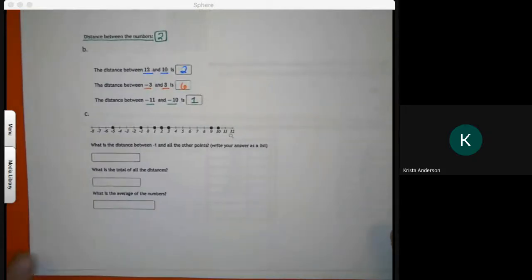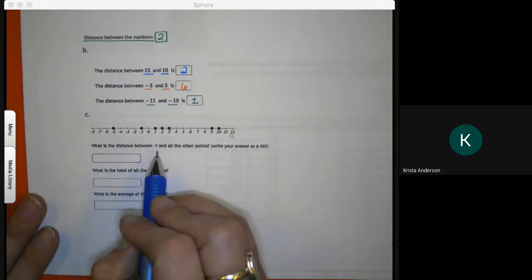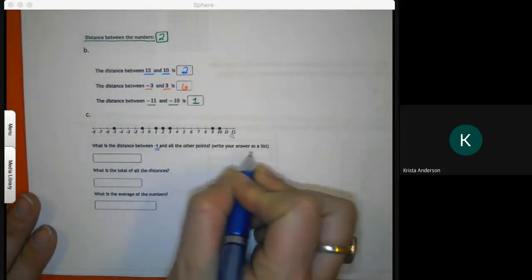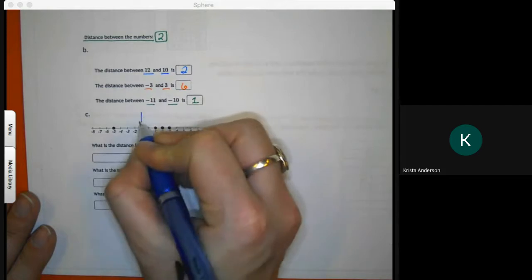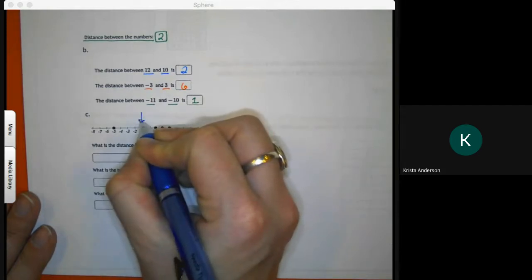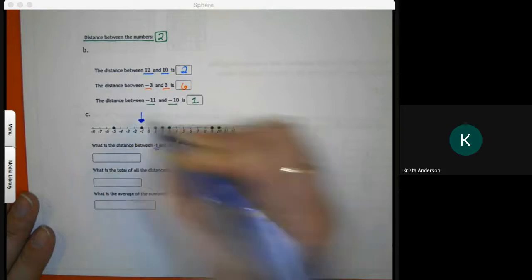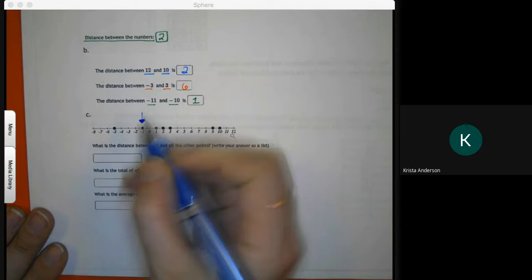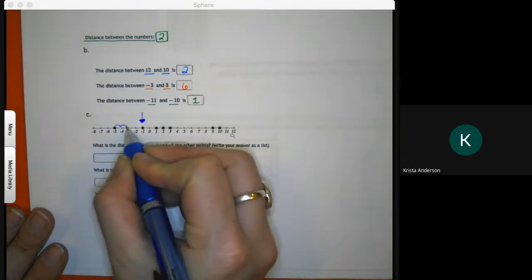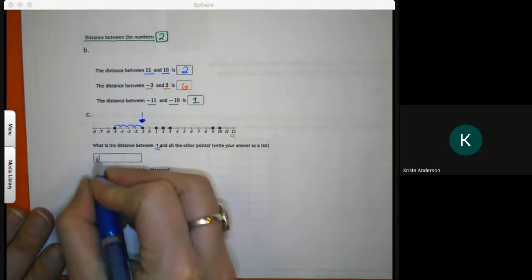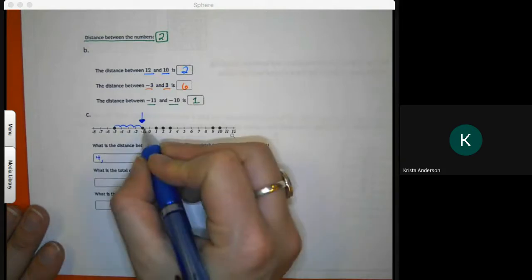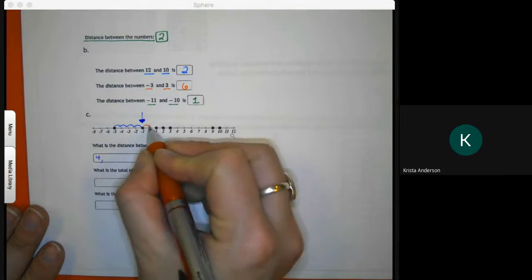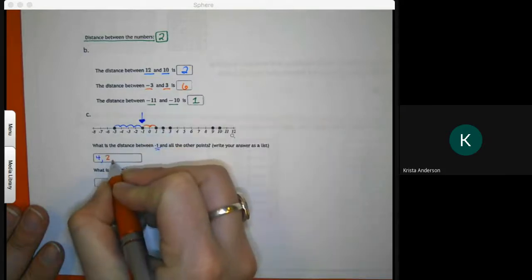Question C. What is the distance between -1 and all the other points? Write your answer as a list. So how far is every point from this one? How far is -5 from -1? 4 away. How far is -1 from +1? 2.